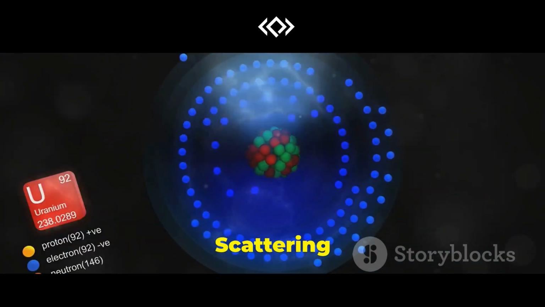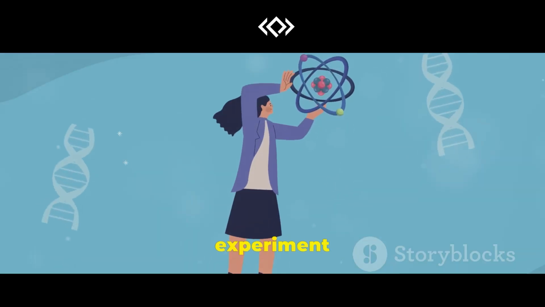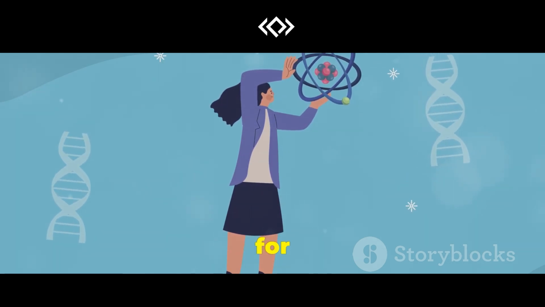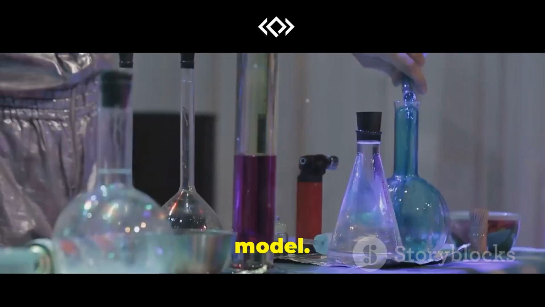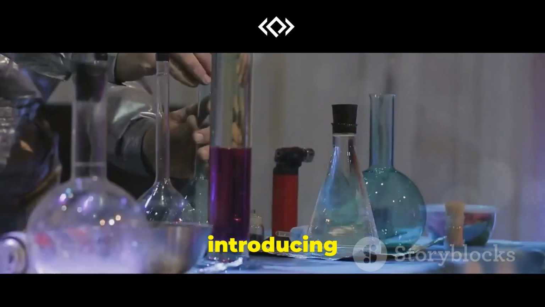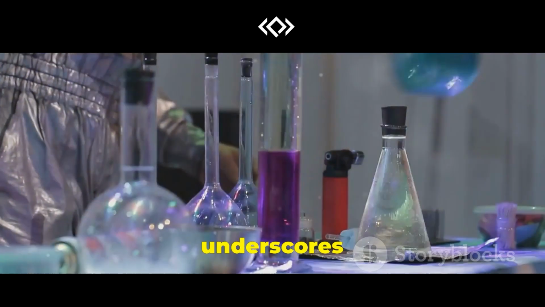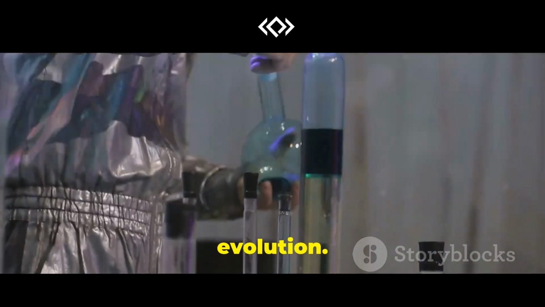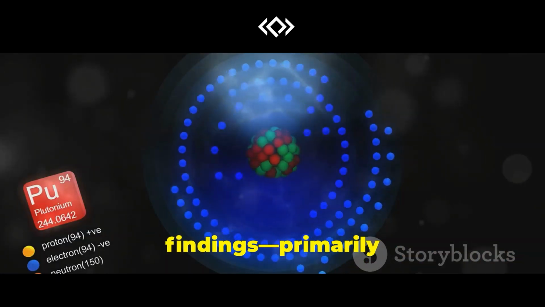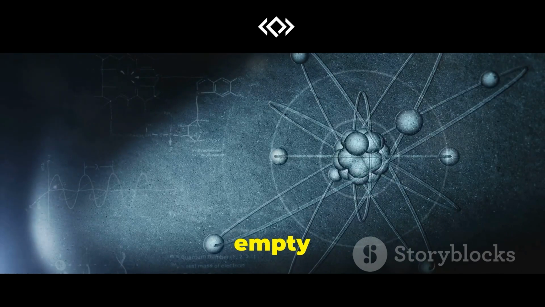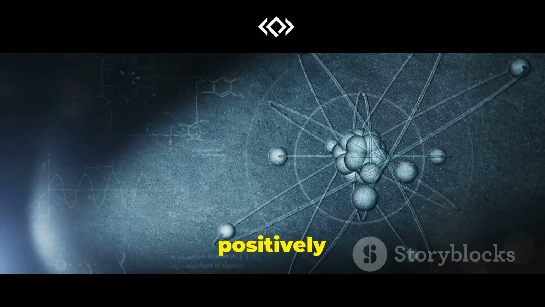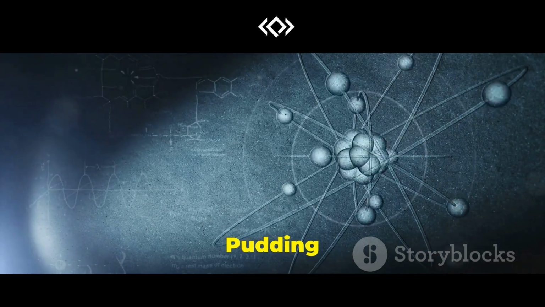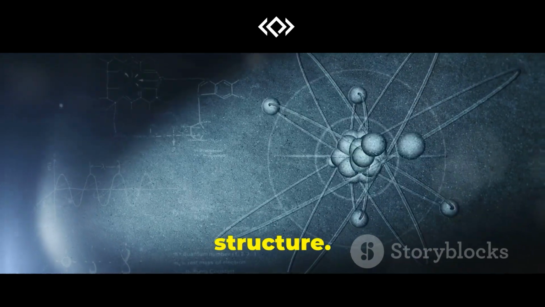The alpha particle scattering experiment was a pivotal scientific experiment that challenged the existing plum pudding model and laid the groundwork for the development of a new atomic model. Discussing the experiment before introducing the new model is essential because it underscores the role of experimental evidence in driving scientific progress and theory evolution. The experiment's findings, primarily that atoms are mostly empty space with a dense, positively charged center, provided the critical insights needed to move beyond the plum pudding model and explore new conceptions of atomic structure.